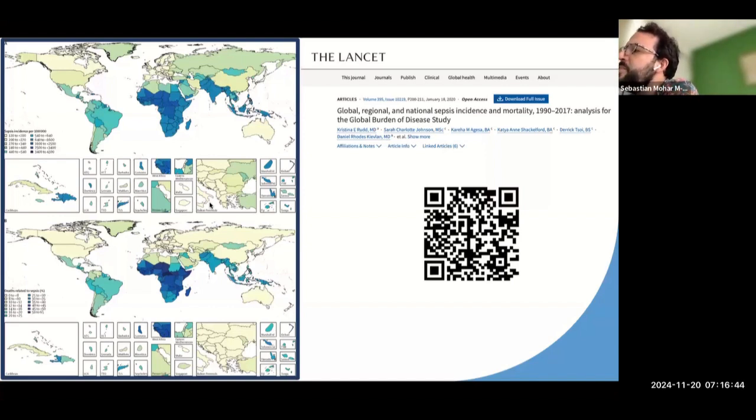The map on the upper part of the slide shows the incidence. As you can see, the deeper blue countries are the ones that have a higher, or suspected higher, incidence of sepsis. The lower map shows the death toll related to sepsis. Again, those countries in lower or middle income or developing settings have a higher incidence of sepsis and a higher incidence of death related to sepsis. This emphasizes the importance of being able to identify quickly, do the first steps of management, and avoid these deaths.